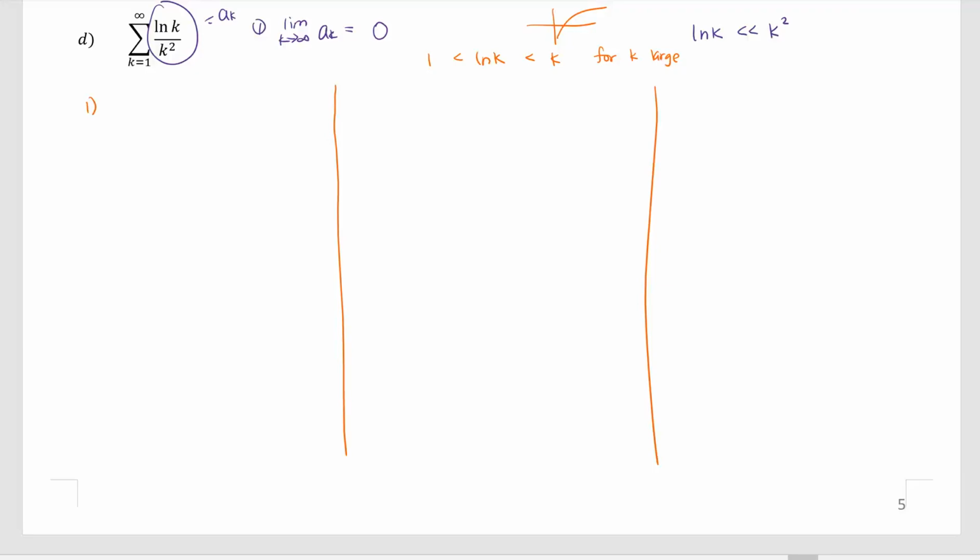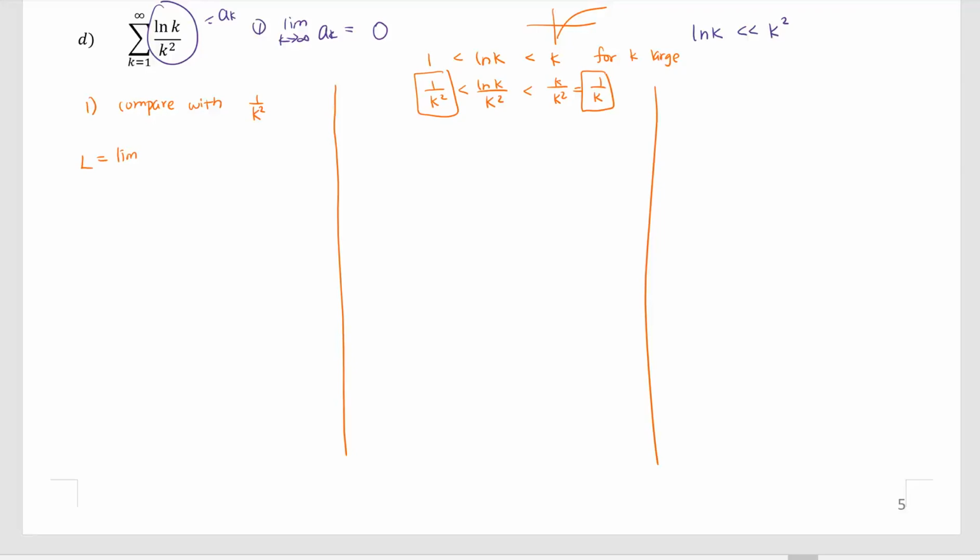So now we have ln of k over k squared. Then we divide by k squared on each of the terms. So you can see ln of k over k squared is actually bounded by two p series, this guy and this guy. Okay, so let's compare them. First, let's compare with 1 over k squared.